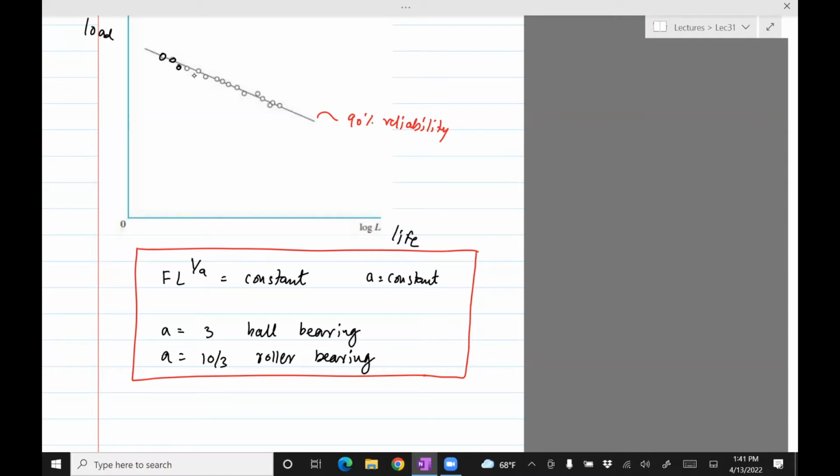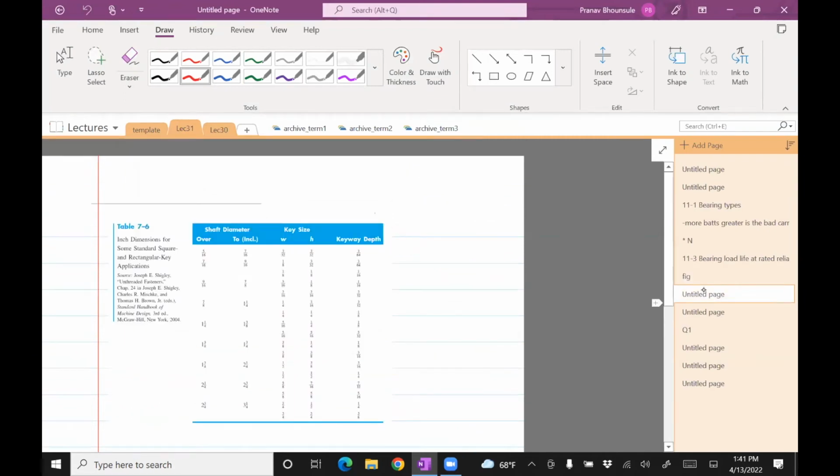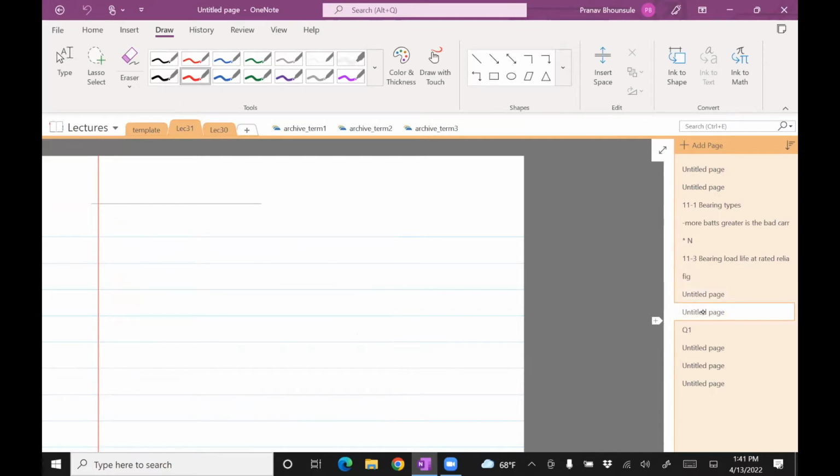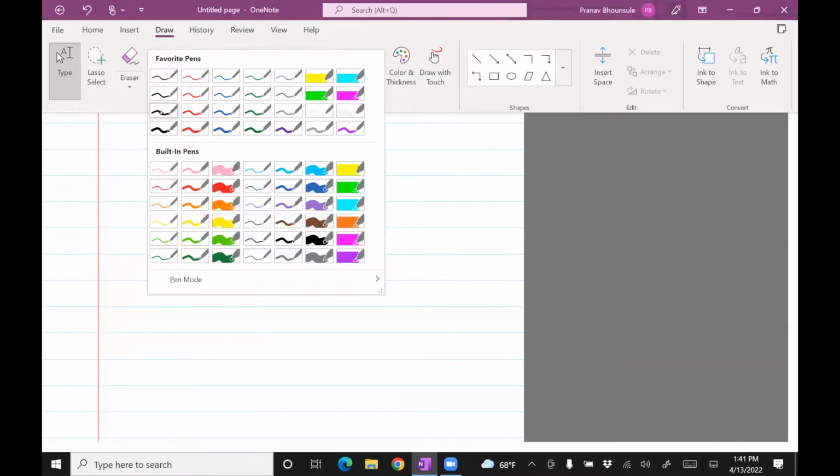Okay, so let's define what is known as a catalog load rating. This is the one which you'll see in catalogs for bearings. So it's called the catalog load rating. It's also denoted as C10.